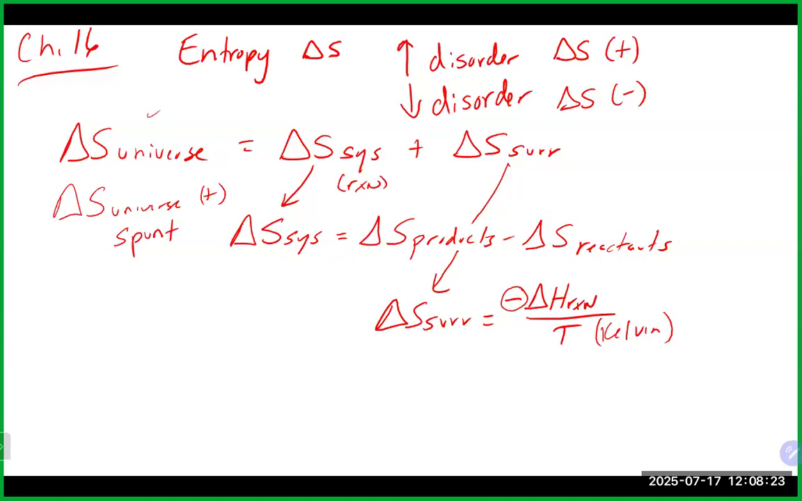We then talked about Gibbs Free Energy. Gibbs Free Energy is energy available to do some type of work, and Gibbs Free Energy is delta G. One of the things about delta G is we could use the sign of it to directly determine whether or not a reaction is spontaneous.